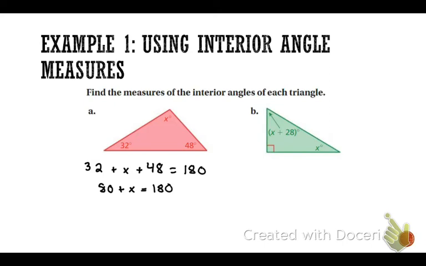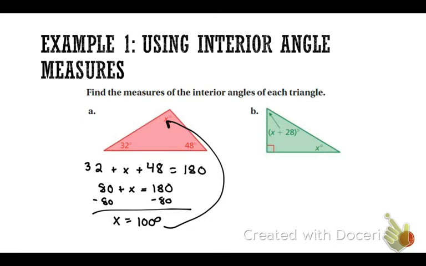There's only one value that x can be in order for my total to be 180. You could continue to solve the equation, or you might have been able to just do it with mental math. X equals what? 100. So what we're saying is that if my sum has to be 180, the unknown angle measure has to be 100 in order to make that statement true.